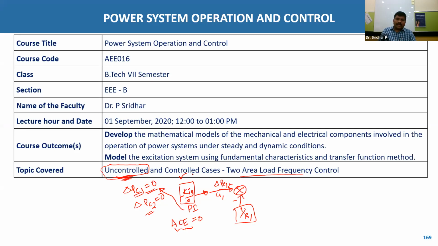Now in the controlled cases, this is not equal to 0, and the cases we have discussed so far come under these controlled cases. But the uncontrolled case means delta PC1 is equal to 0 and delta PC2 is equal to 0, as we are taking the two area load frequency controls. Now what are the remaining sections? Suppose what you are going to study in the uncontrolled case. Let me explain everything with the help of the whiteboard.